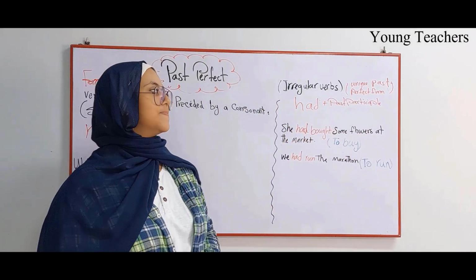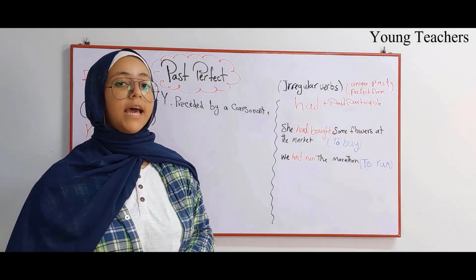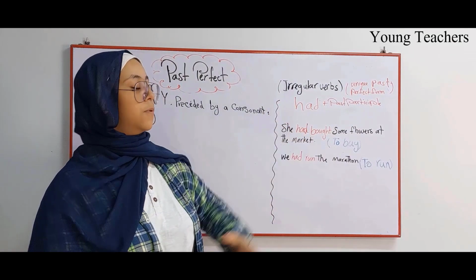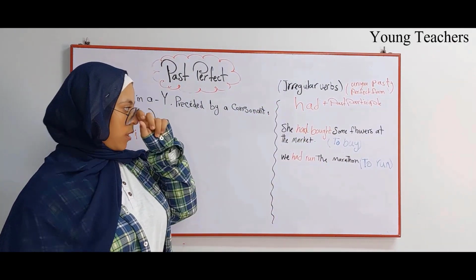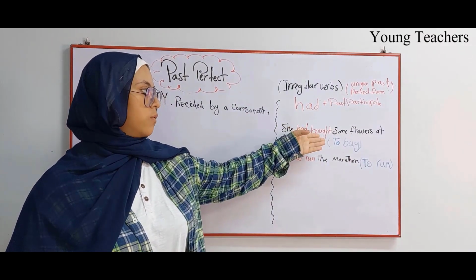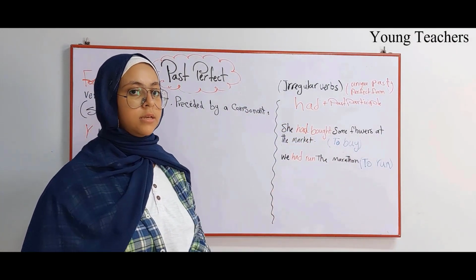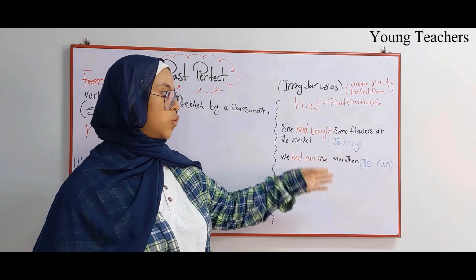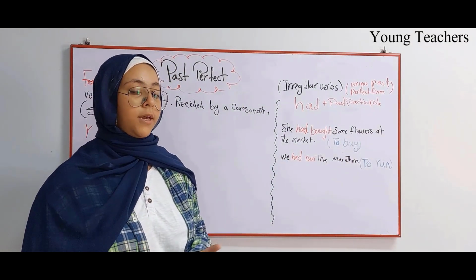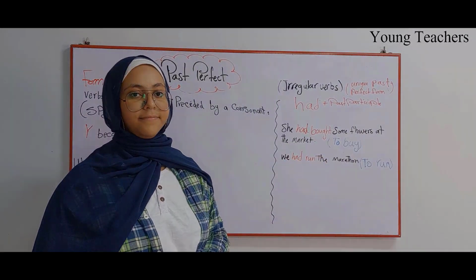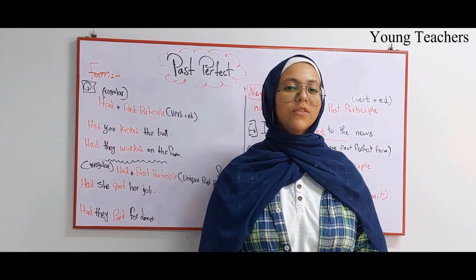Irregular verbs. The irregular verbs have a unique past perfect form, had plus past participle. She had bought some flowers at the market. The basic form, to buy. We had run the marathon. The basic form, to run. And now Sohaila will continue after me.